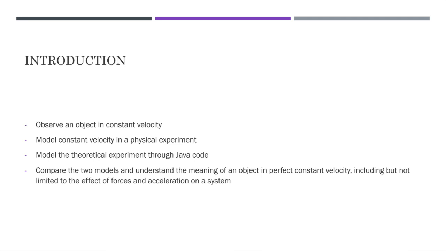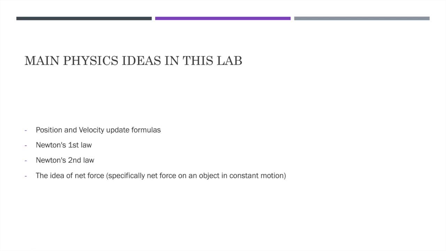So the main physics ideas that we're going to talk about in this lab are the position and velocity update formulas. The final velocity equals the initial velocity plus the net force divided by the mass times the change in time. And the position update formula would be the final position equals the initial position plus the average velocity times the change in time. And the average velocity in this case would just be constant because it's in constant motion, so the final and the initial would both be equal.